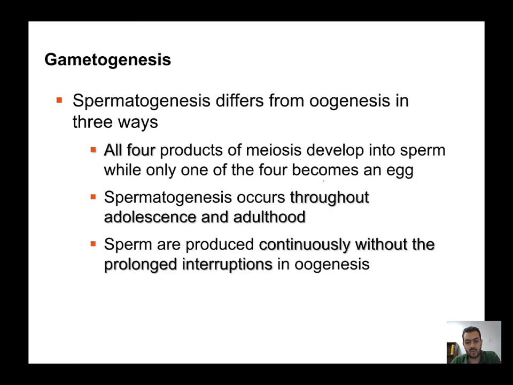So remember, oogenesis, the primary oocytes, they were produced during the embryo, and they were kept on hold, frozen till puberty. So there is a big and long period of interruption. This is not the case with spermatogenesis. Once puberty is hit, sperms are produced continuously on a daily basis without interruptions. So these are the three major differences between the two types of gametogenesis.